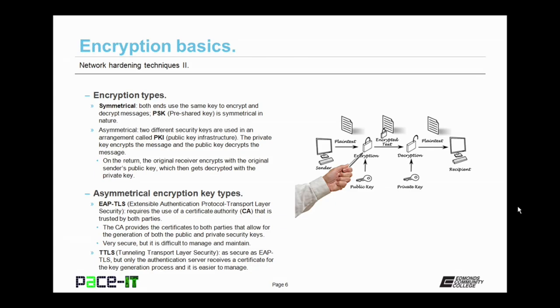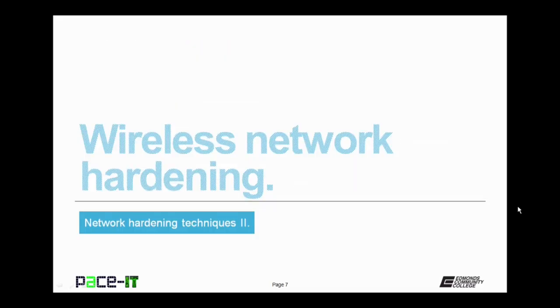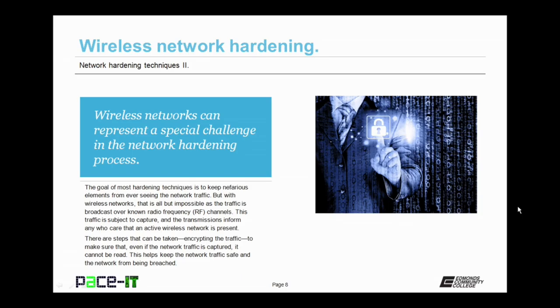Then there's TTLS, Tunneling Transport Layer Security. It's as secure as the EAP TLS, but only the authentication server receives a certificate for the key generation process, and it's easier to manage and maintain than EAP TLS. With that covered, let's move on to wireless network hardening.